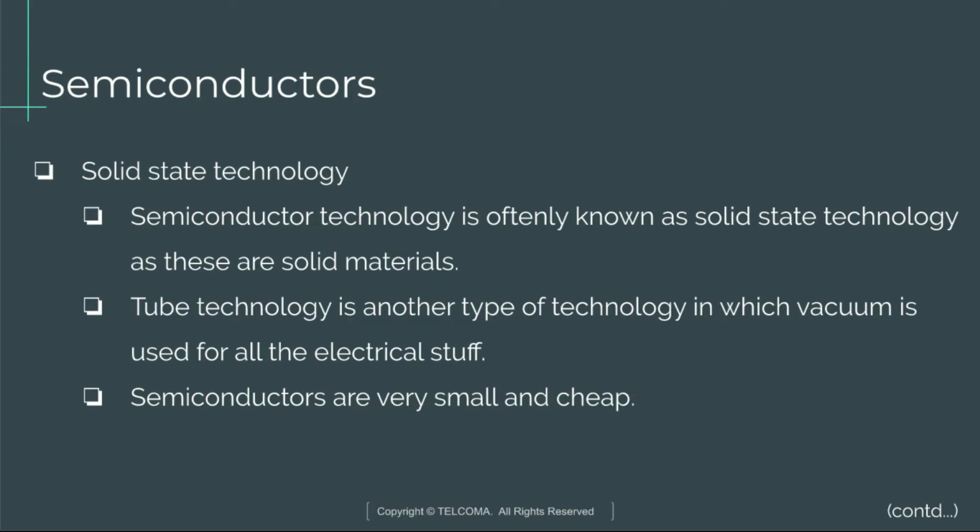The other type of technology is tube technology. In tube technology, all the electrical stuff happens in a vacuum. An example of a tube technology is the old vacuum tube found in the television sets of the 60s. Many of those old tubes were in fact RF amplifiers in disguise. In those tubes, the RF signal got bigger while it floated around in a vacuum in the tube.